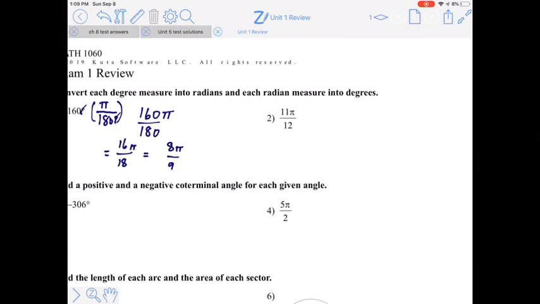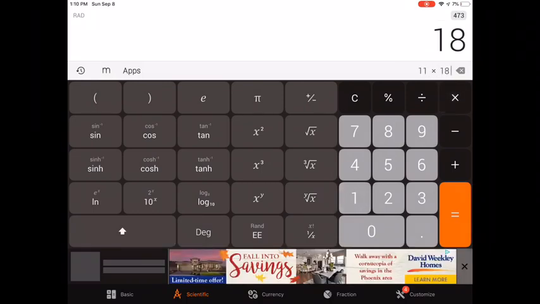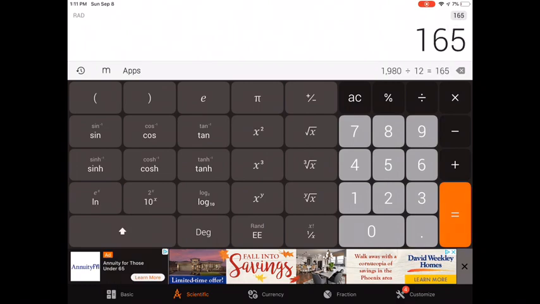Now, number 2 is already in radians, so we're going to want to go into degrees. And so this time I'm going to have pi radians in the denominator and 180 degrees in the numerator. Now, pi cancels out. And then we just simplify numerically here. 11 times 180 divided by 12 is 165.